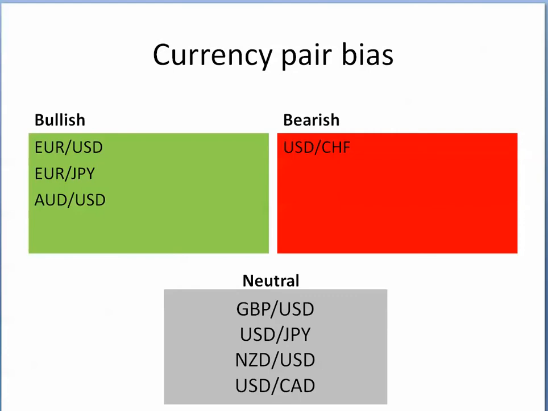And now let's take a quick look at the currency pair bias for today. We are bullish on the euro dollar, euro yen, and the Aussie dollar, US dollar. We are bearish on the dollar Swissy, and we're neutral on the pound dollar, dollar yen, New Zealand dollar, US dollar, and US dollar, Canadian dollar. And now let's take a quick look at the market overview to see how we stand for today.